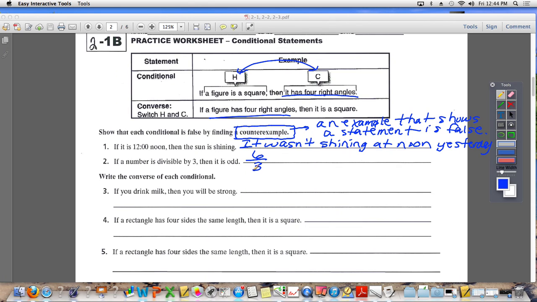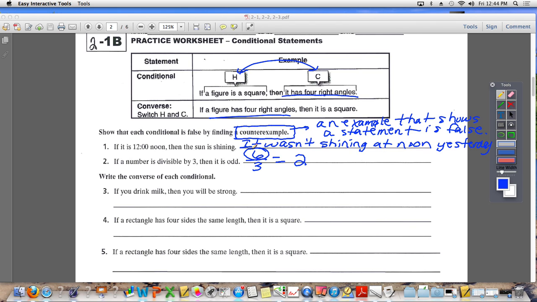6 is divisible by 3. What is that answer? 2. It's a non-decimal answer, therefore it's divisible by 3. But is 6 odd? No. There's your counterexample. It wasn't a sentence. It was a problem, an example that's showing that you have a number that's not odd, but still divisible by 3.